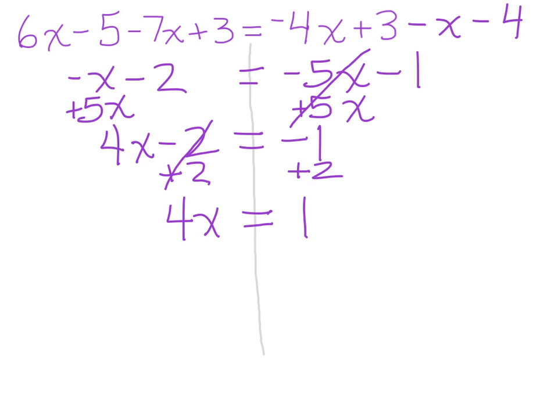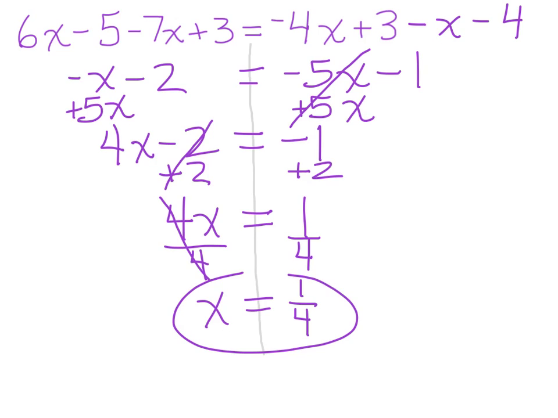So I'm going to divide them into 4 groups. And if I divide the left side by 4 to get my single x, I have to balance it by dividing the right-hand side by 4, and I end up with a value of 1/4. So my final conclusion, x is equal to 1/4.